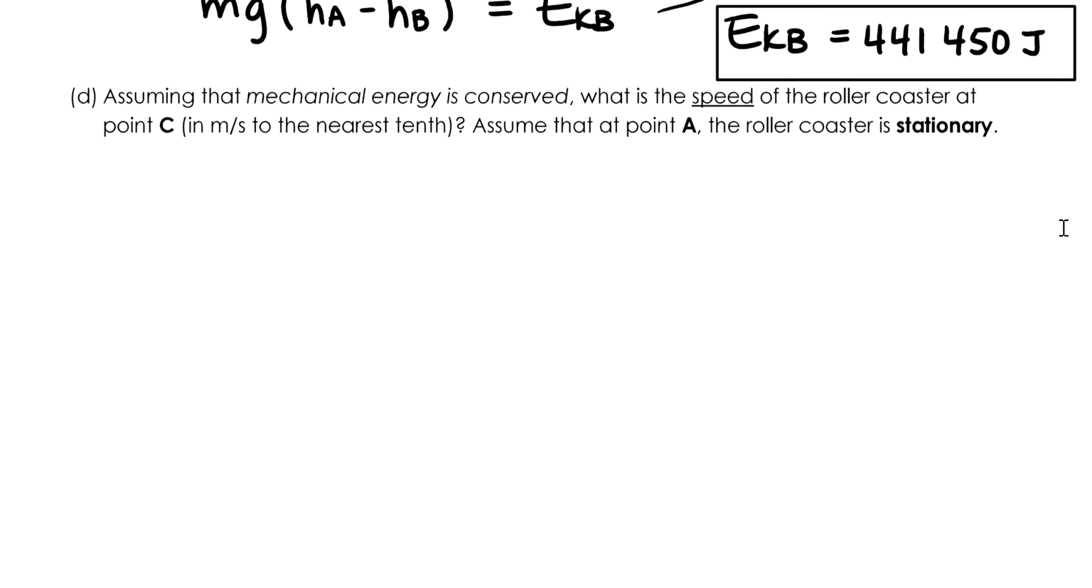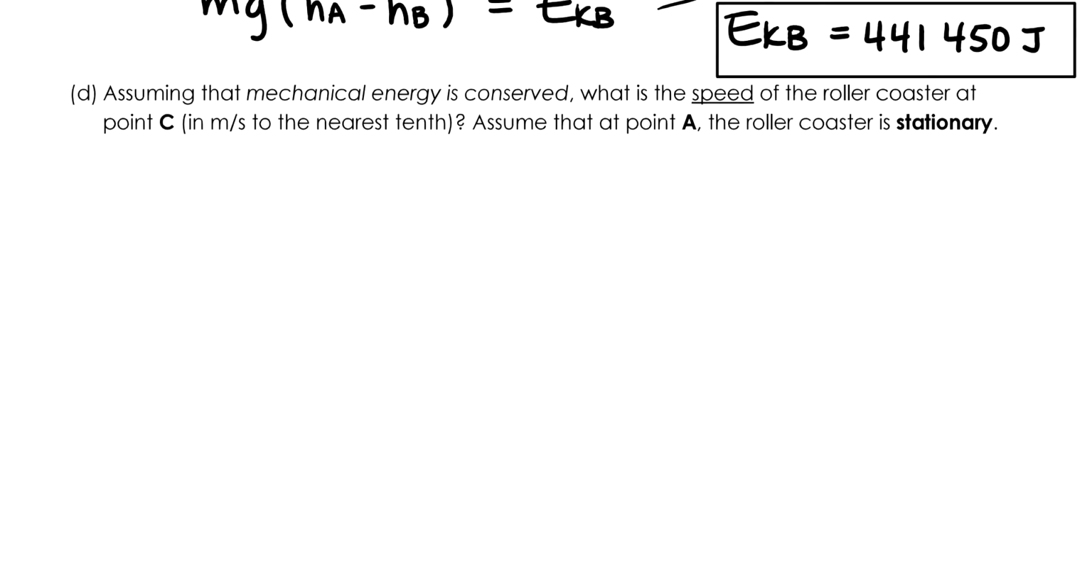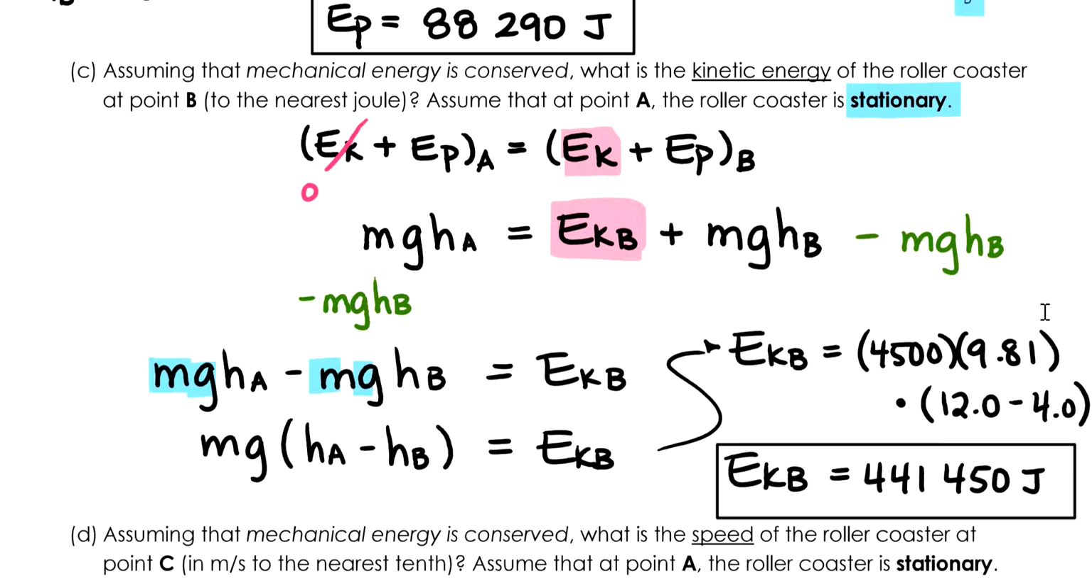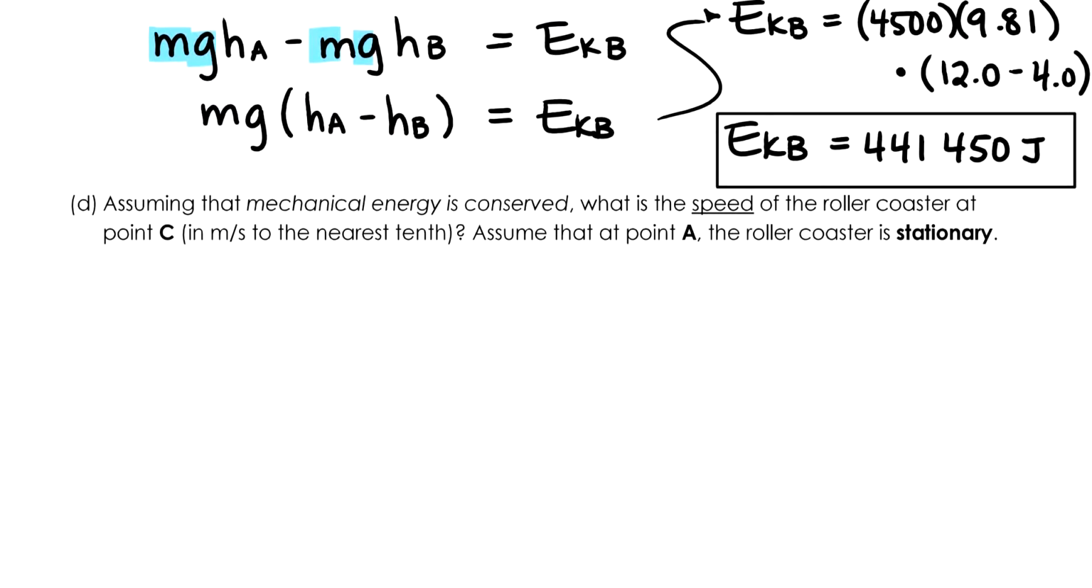Okay, it's your turn to try one. Part D: assuming that mechanical energy is conserved, what is the speed of the roller coaster at point C? Assuming that at point A, the roller coaster is stationary. Just like before, you have a choice of where your initial and final positions are going to be on the track. Because we've just solved for a bunch of information for point B, we now know more about point B than we did before, but the best practice in physics is to never use information that you generated yourself when you're solving a multi-step problem, just in case we made a mistake in this calculation. So my recommendation is to compare points A and C. Please pause the video here while you do it.